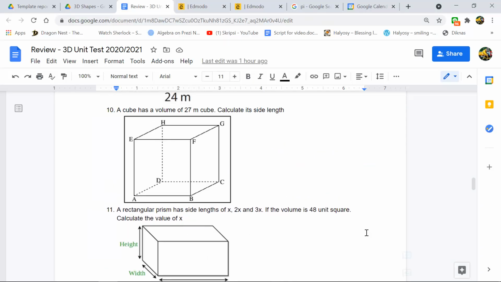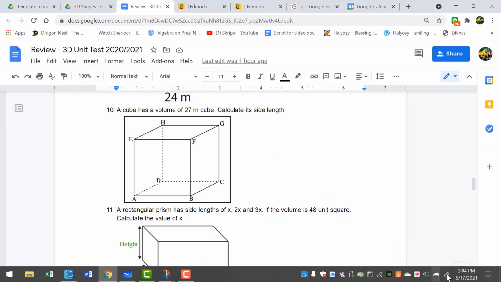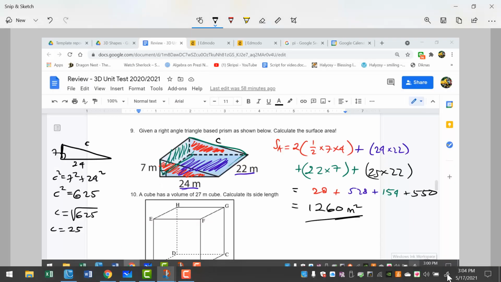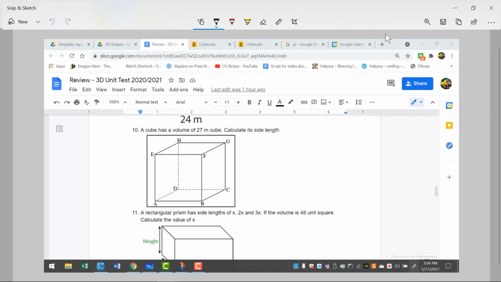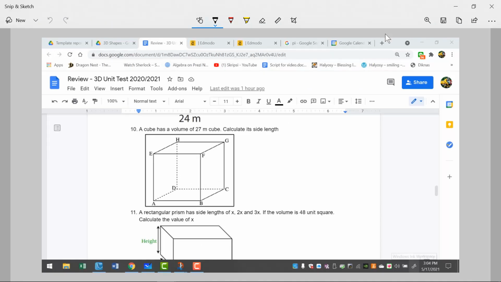Okay, a cube has a volume of 27 meter cube. Calculate its side length. Okay, so this is like the reverse of what we have done for number 1, right? For number 1, you know the side length and you want to find the volume. And this one, you know the volume and you want to find the side length. So it's the reverse, or we call it the inverse operation of that.